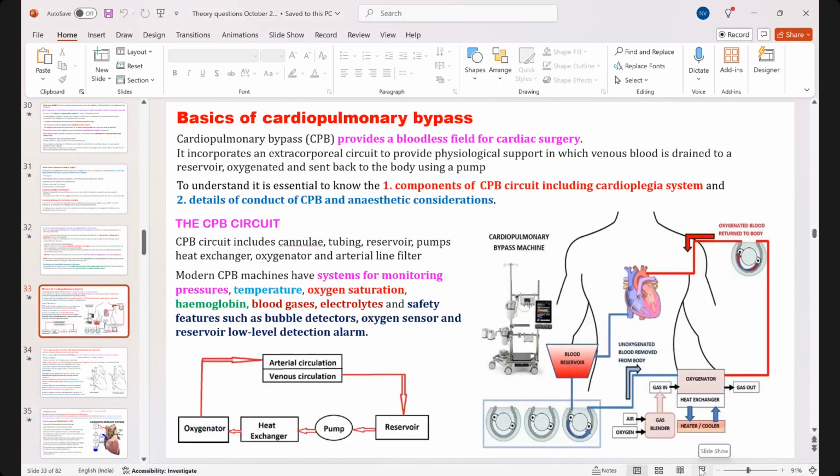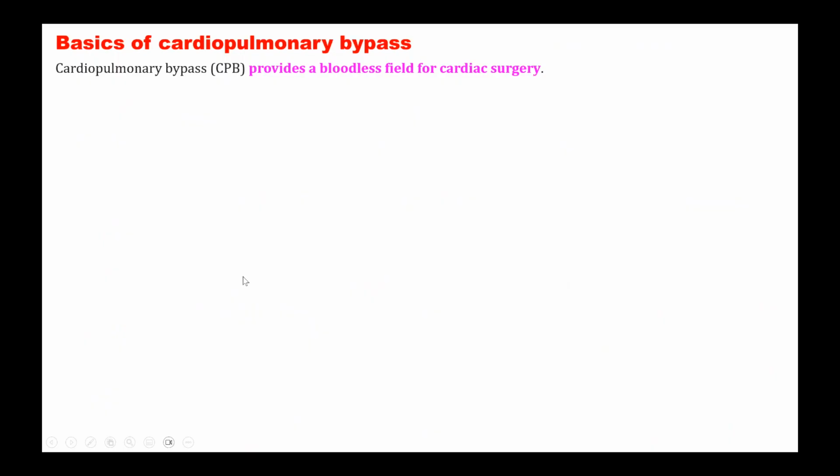Visible? Yes, sir. Now, before we start the class, I want to know how many of you have attended a cardiac OT and had the opportunity to witness a cardiac surgery. Yes, sir. All of you had the exposure. Yes, sir. But Shiva Shankari said she is a little confused because of not having proper exposure.